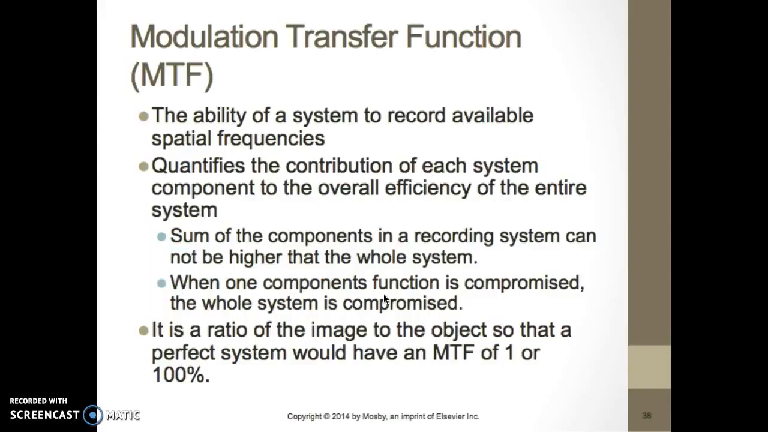All right, so your modulation transfer function, your MTF, is the ability of the system to record available spatial frequencies. It quantifies the contribution of each system component to the overall efficiency of the entire system. The sum of the components in a recording system cannot be higher than the whole system. So when one component's function is compromised, the whole system is compromised. It is a ratio of the image to the object, so a perfect system would have an MTF of 1 or 100%.